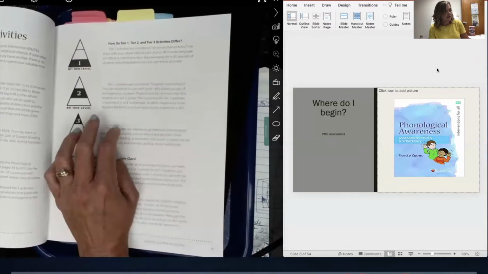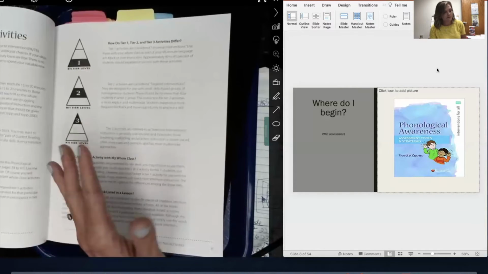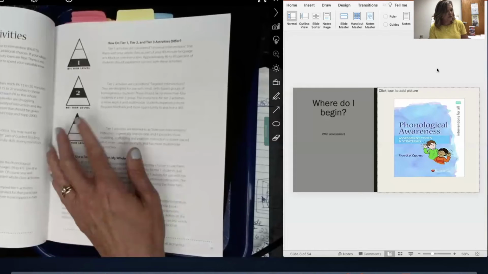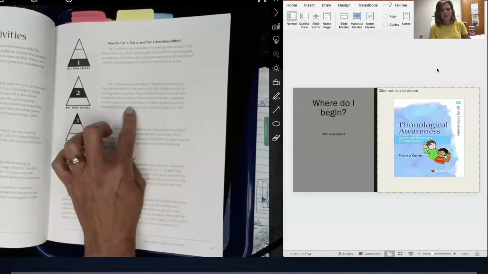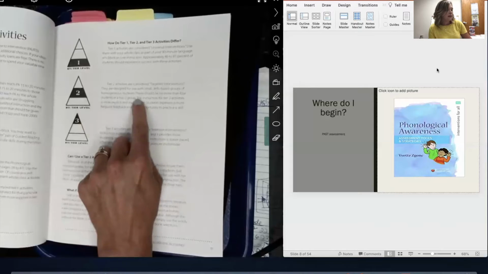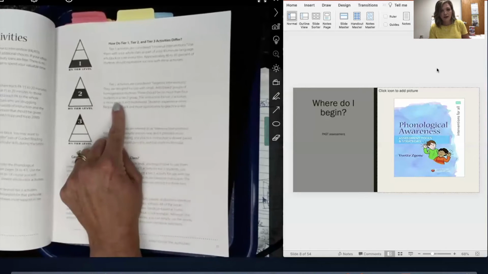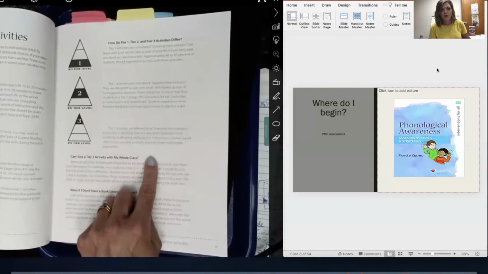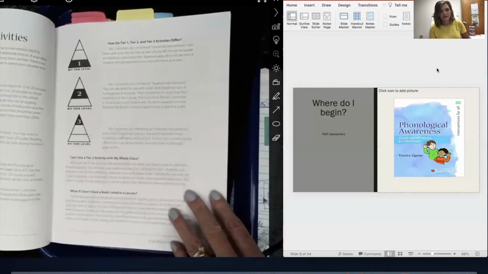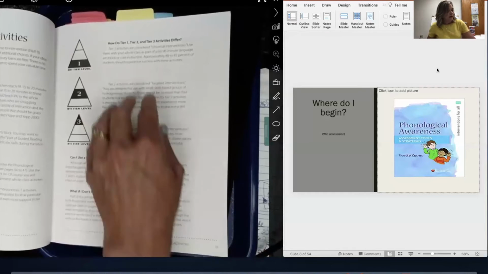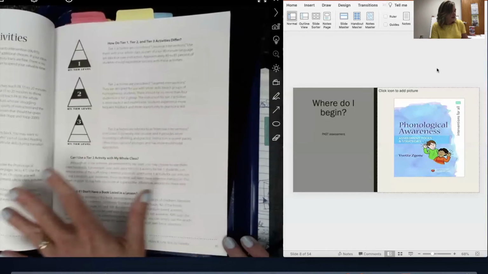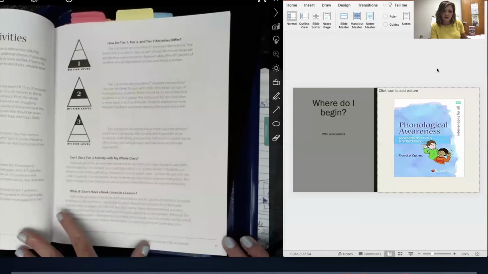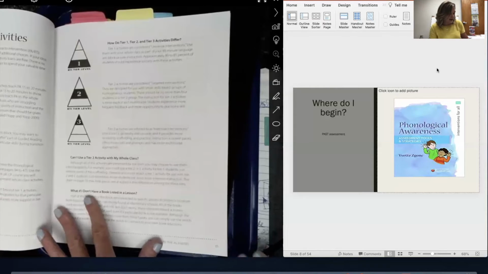Tier 2 is intended for small groups, no more than 4 students usually, ideally. And then the kids that don't get it in the tier 2 small group, you would move to tier 3, which is typically one-on-one, or we call those intensive interventions. All right, you can look at that later, and it gives you a little bit more information on that.